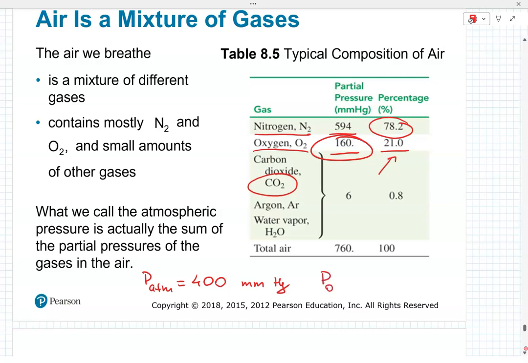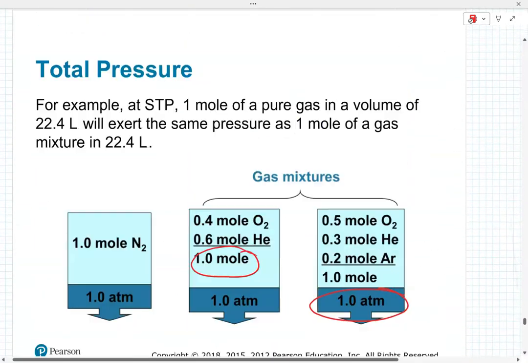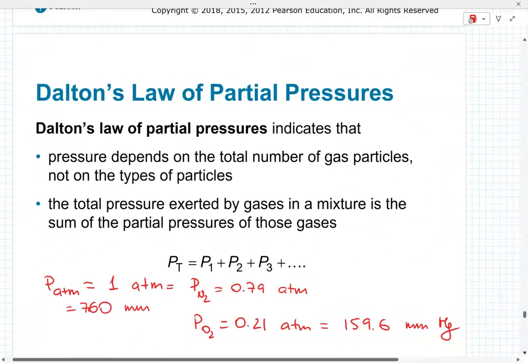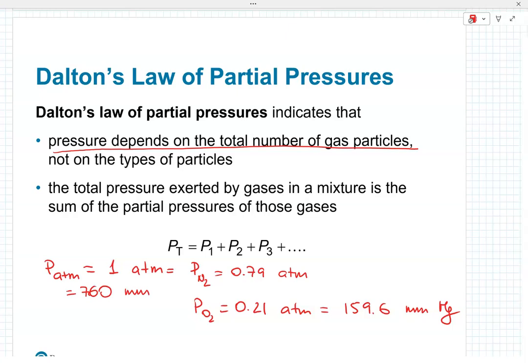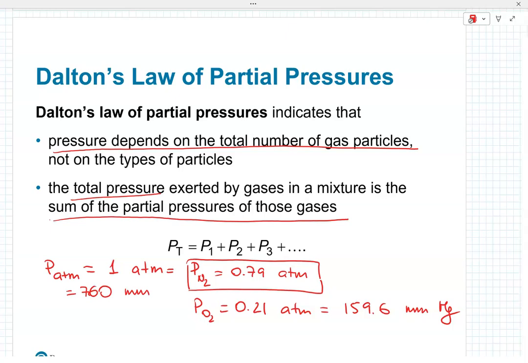So what will be the partial pressure of oxygen then? No? Okay, let's go back here. Let's work on this. Pressure depends on the total number of particles, fine. Total pressure is the sum of partial pressures of these gases. But each partial pressure is proportional to the share of this gas in the mixture.